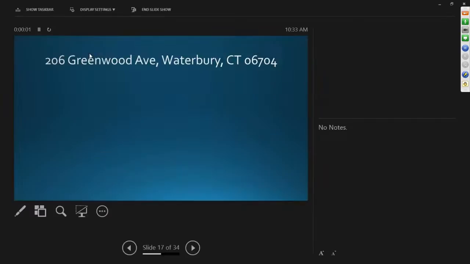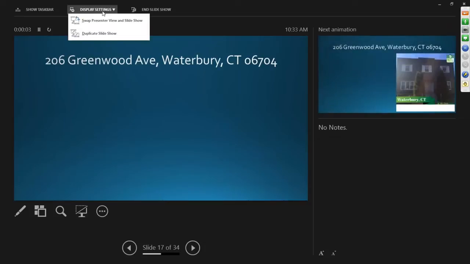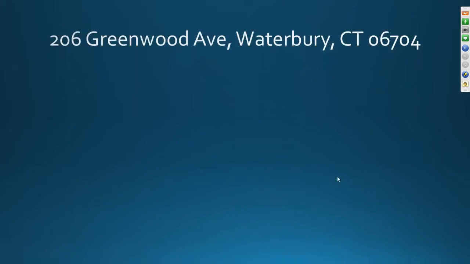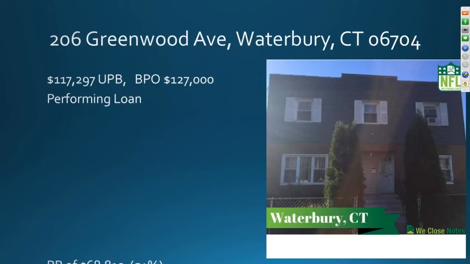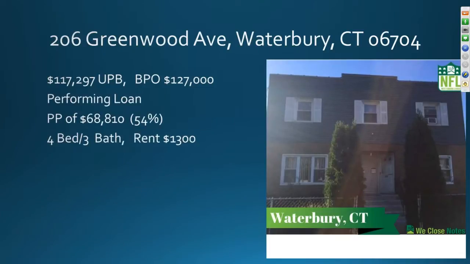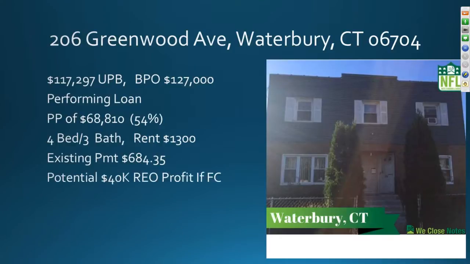It's a performing loan. Four-bed, three-bath, 1,300 square foot. It looks like the borrower did some recent paint on the exterior. If you look at other photos online, it was like two-colored, and this looks like it's just all one color now. Well, maybe it could be two colors. Just a bad shot on the BPO image. Market rent on this one is $1,300. All right. Existing payment is $684.35.